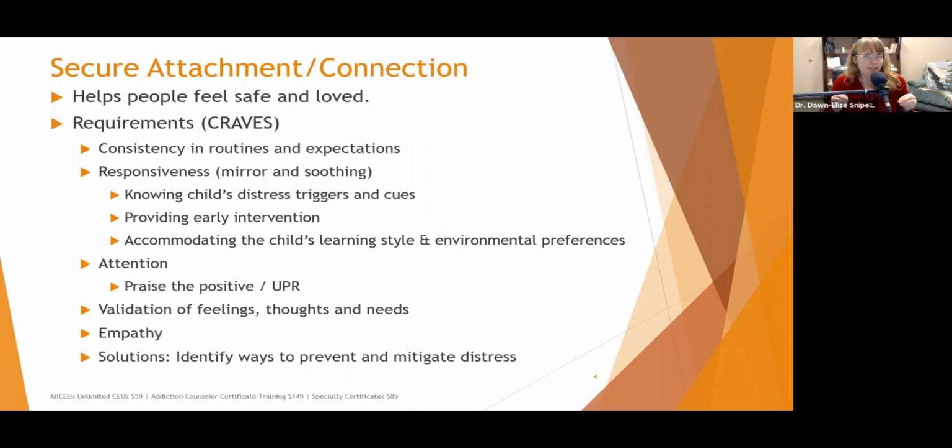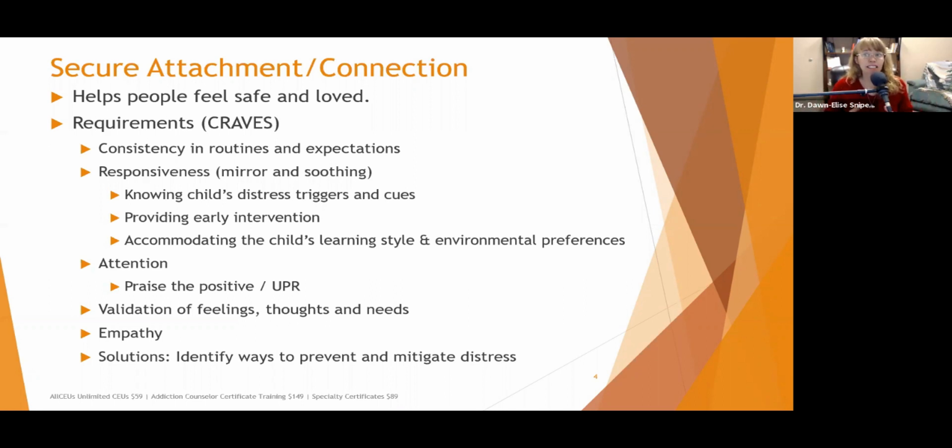So CRAVES: consistency in routines and expectations. This is super important for someone who is on the spectrum because routine, knowing what to expect, is really important. I will preface the rest of this presentation by saying, when you've met a person with autism, you've met a person with autism. No two people with autism are exactly alike. So you can't take anything textbook and apply it and expect it to work 100% of the time.